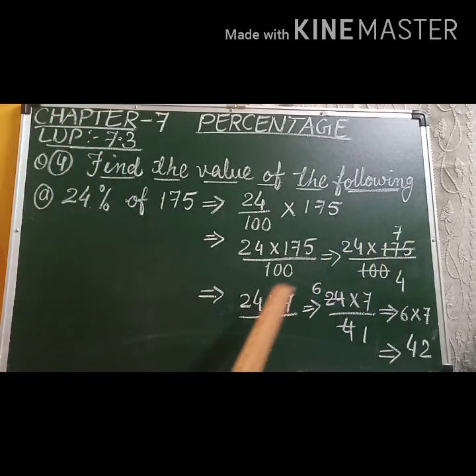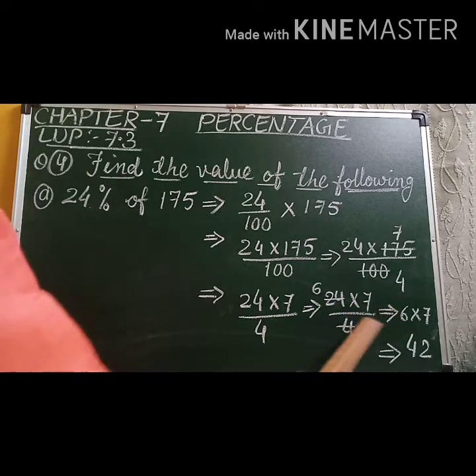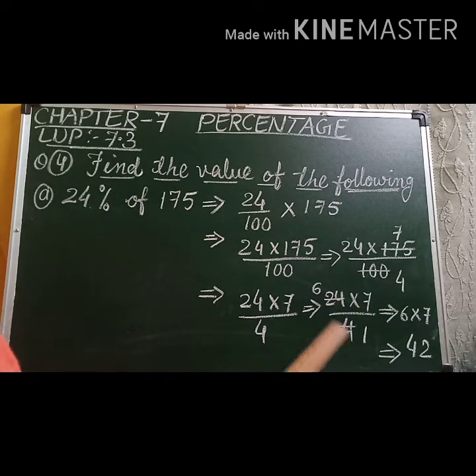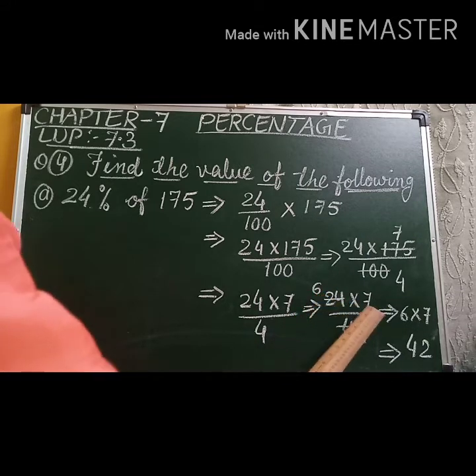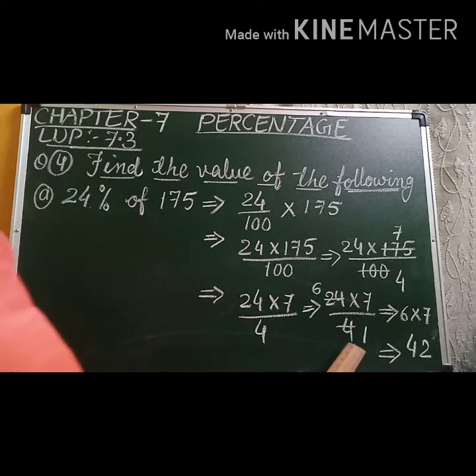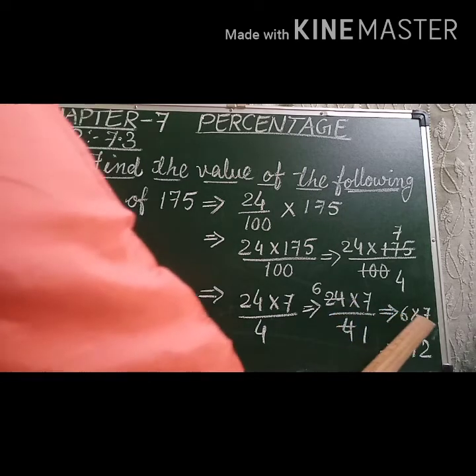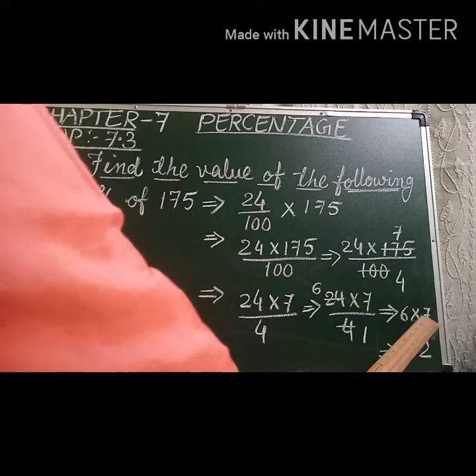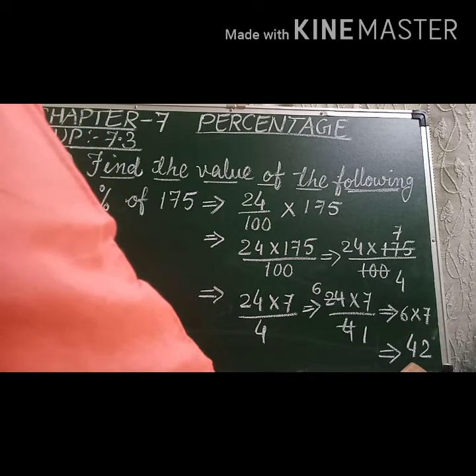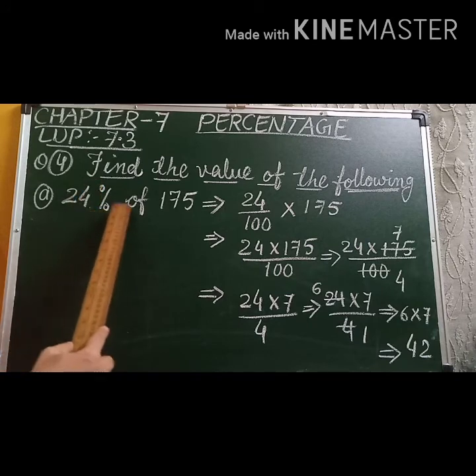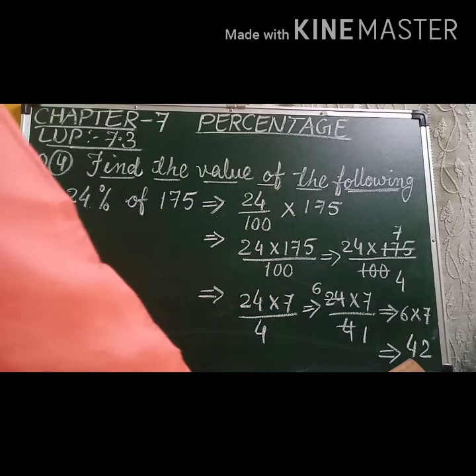Now what is left in the numerator? 24 and 7, and in the denominator 4 is left. Now 24 into 7 divided by 4. 4 and 24 both are multiples of 4, so we can cancel these two terms. 4 1s are 4 and 4 6s are 24. Now what is left in the numerator? 6 into 7 and in the denominator 1. So 6 into 7 is 42. 42 divided by 1 means 42. So the value of 24% of 175 is 42.